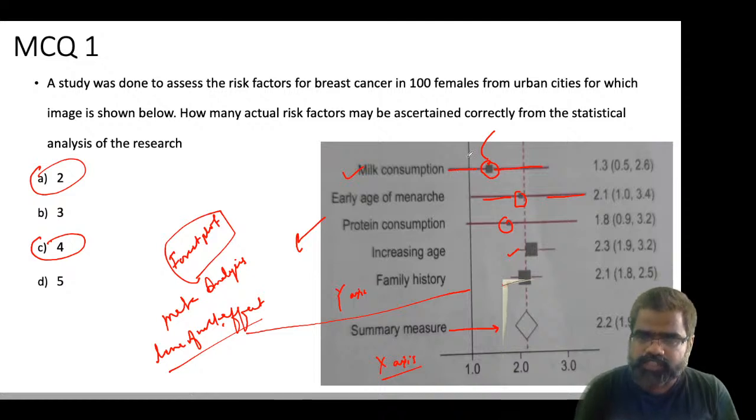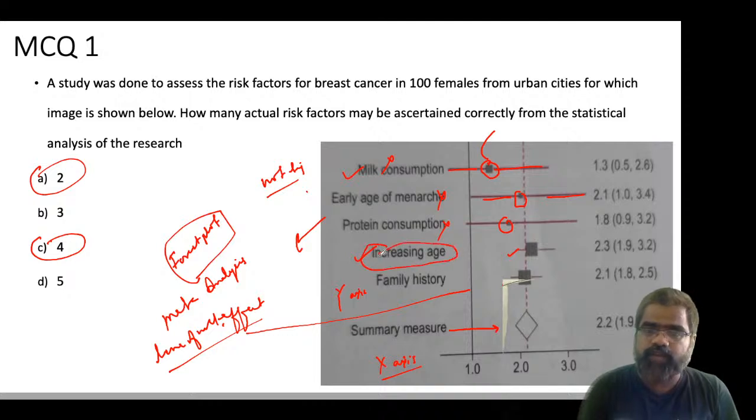If this crosses the line of null effect, or touches the line of null effect, it is not significant. Just remember, statistically it is not significant. So milk consumption crosses this line, not significant. Early age of menarche touches the line, not significant. Protein consumption crosses the line, not significant. Increasing age is not touching the line of null effect, so definitely it is one of the risk factors. Family history also does not touch the line of null effect, so this is also a risk factor.